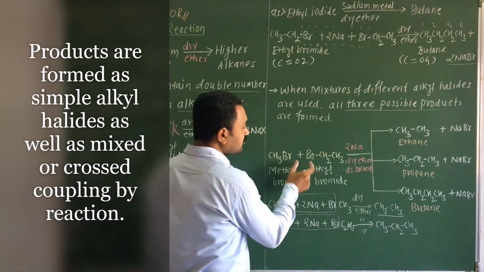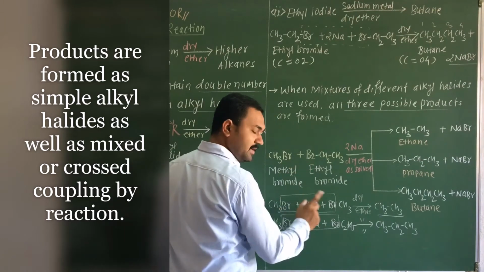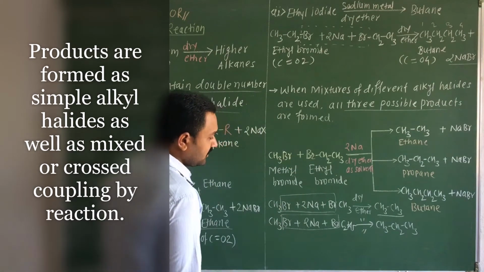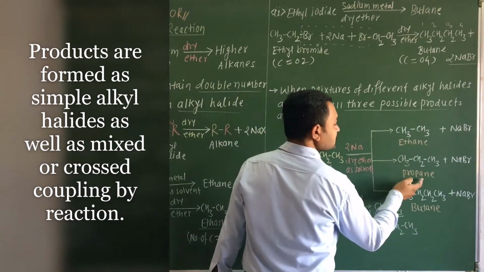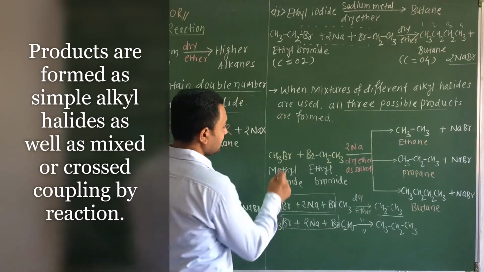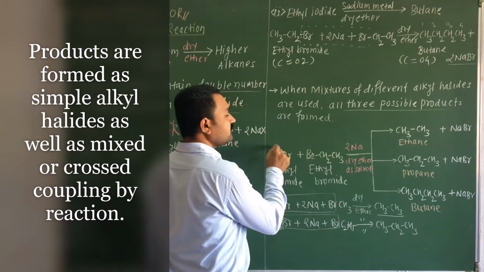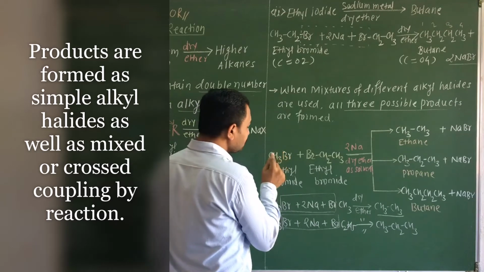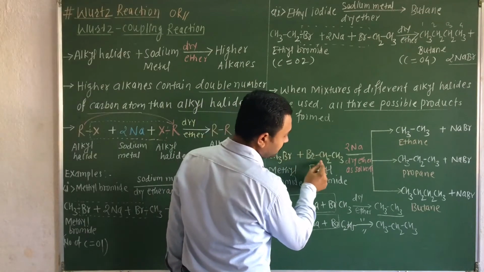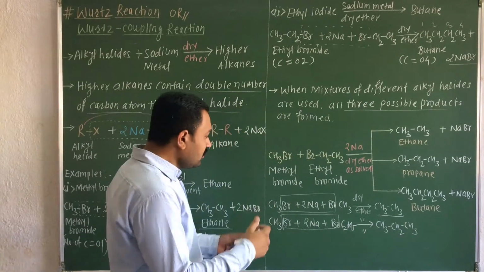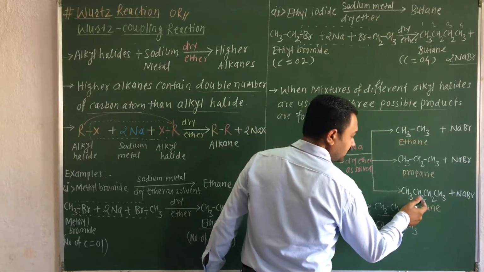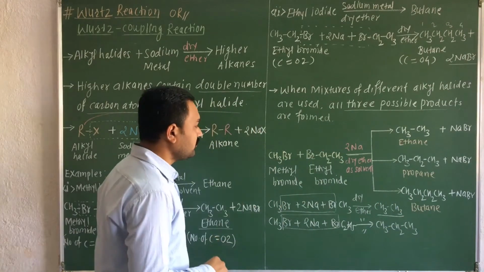This is actually the cross coupling reaction. The earlier one was the simple reaction between like molecules. So by the cross coupling reaction we are getting this product. That means methyl bromide reacts with a molecule of methyl bromide, and methyl bromide reacts with a molecule of ethyl bromide. Now the last product, butane, how can we obtain this butane?